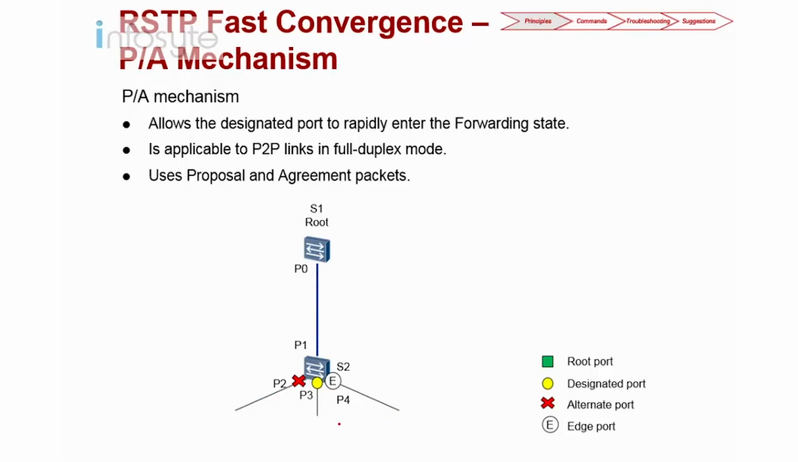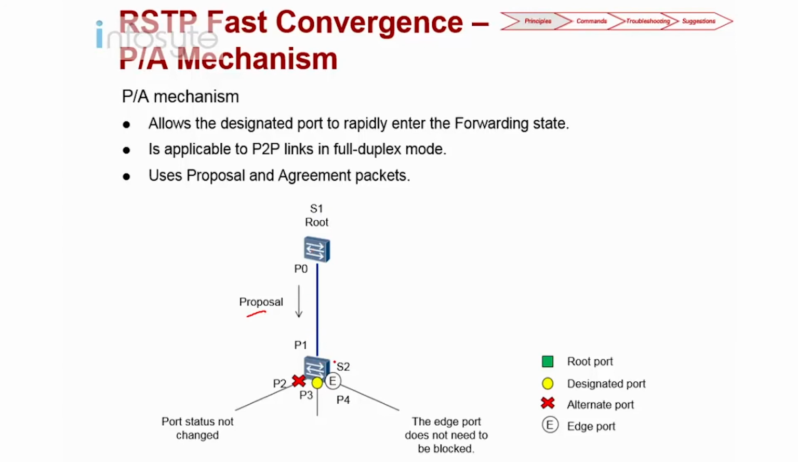Now we have a new switch S1 where we configure the priority to be very low, which in this case is a root, connected to S2. Once this connection is established, S1 sends the proposal to switch 2, including the priority.